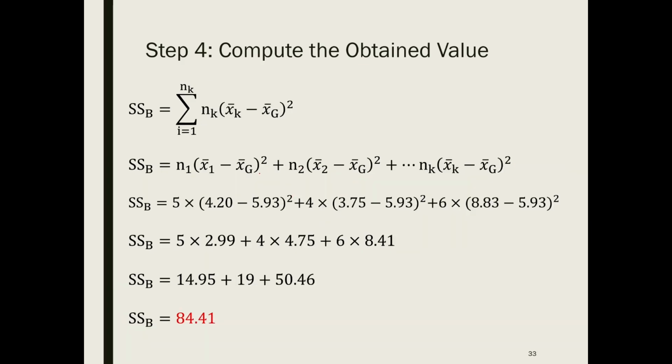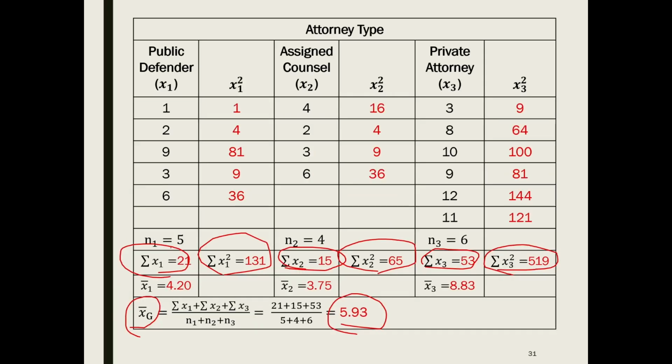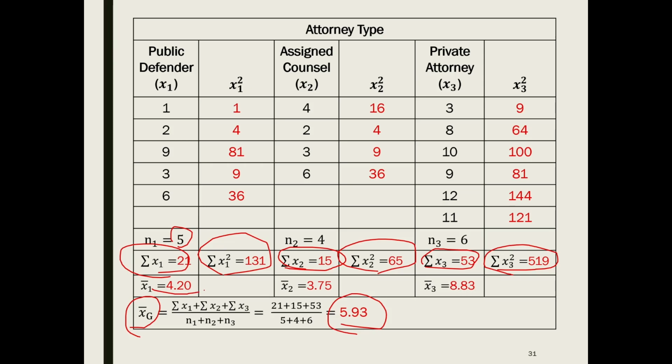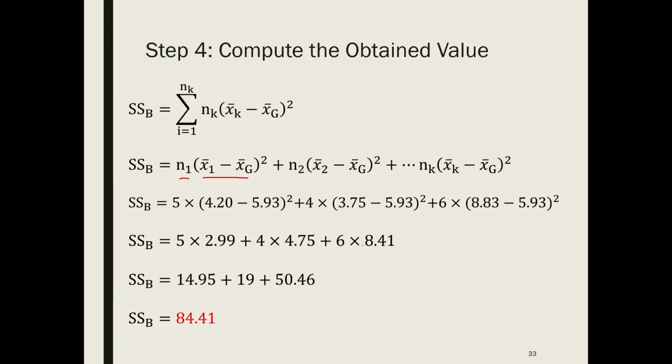So for the SSB, do you have the N1? Yes, that's a 5, right? Do you have the mean of the first group and the grand mean? The grand mean is here. Yes, right? So you do the same thing for the second group.